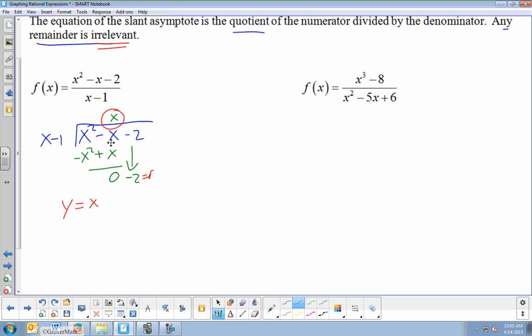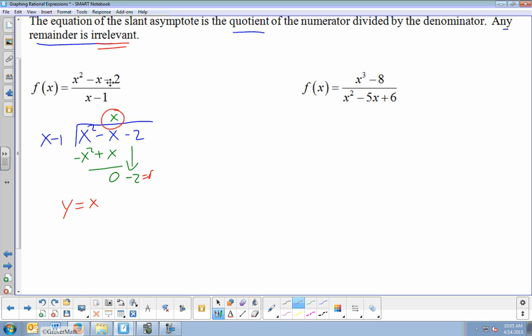Now, how did we know to stop? You can't divide unless it has an x. Like if this was x minus 2, then we would divide again. But because it's just minus 2, you can't go any further than that. Let's do another one. So of course there would also be the vertical asymptotes, domain, and holes and stuff like that.